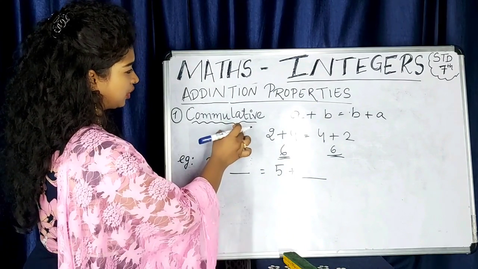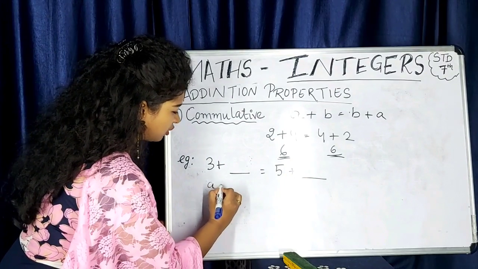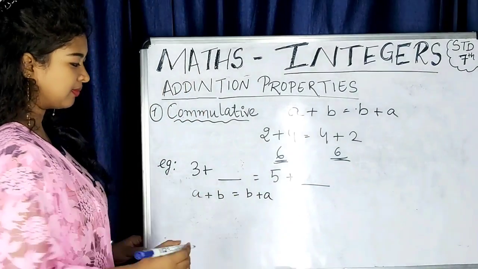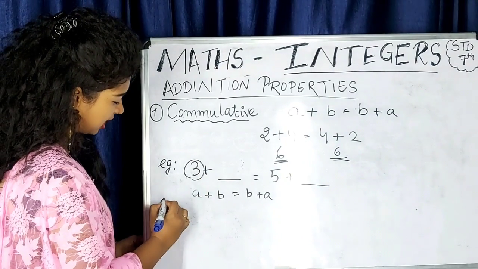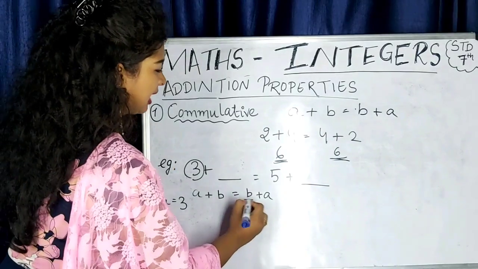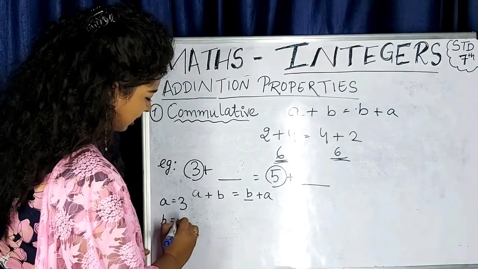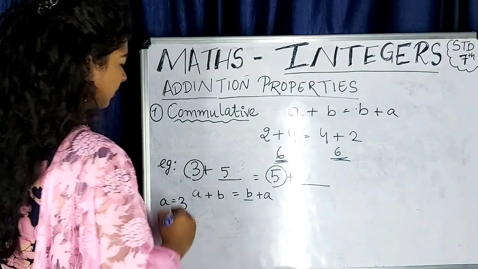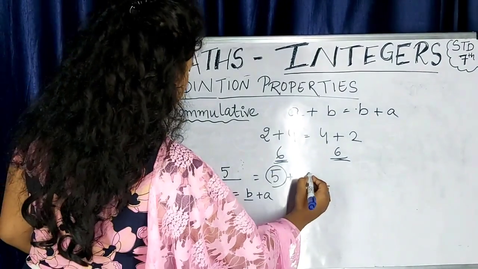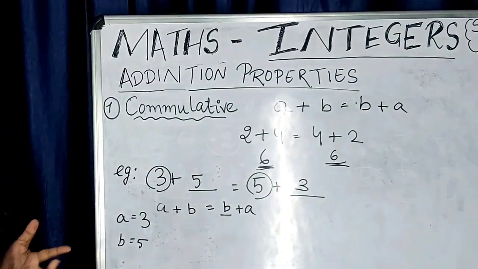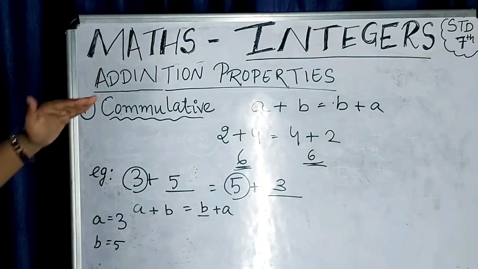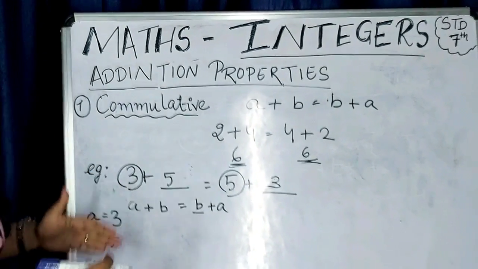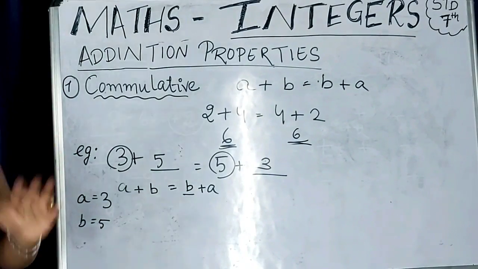So here if we take this commutative property, as we know A plus B equals B plus A, right? So here A equals 3 and B equals 5. Okay, so in the dash we can fill it up. In place of B we put 5 and in place of A we put 3. So you are going to get the same answer, 8 and 8. So this is how you are going to solve it if you get such a question. This is an example and this is what happens in the commutative property.